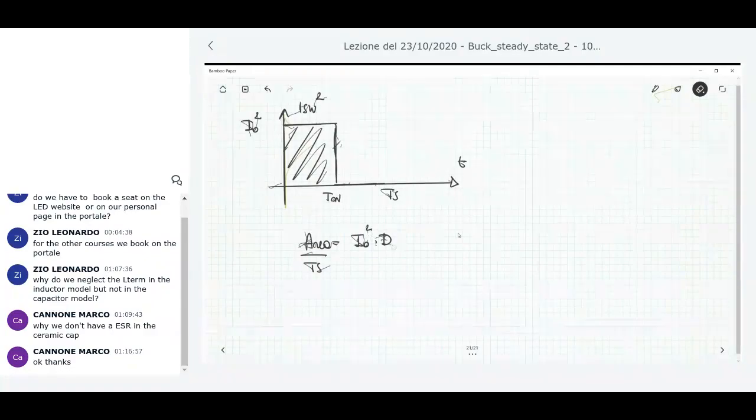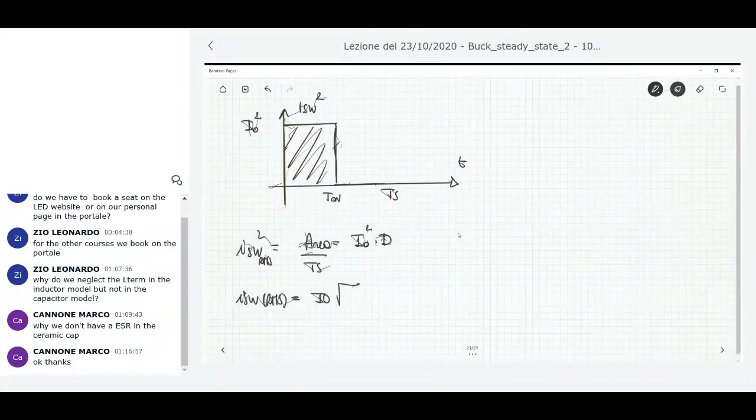So if I get the area and average this area over TS, I get this value here. And the root mean square value is simply the root of this value. So this is I switch root mean square value squared. So I switch root mean square is simply I naught times the square root of the duty cycle. Of course, this is an approximation.